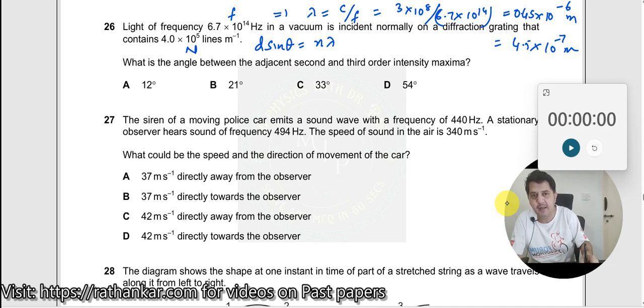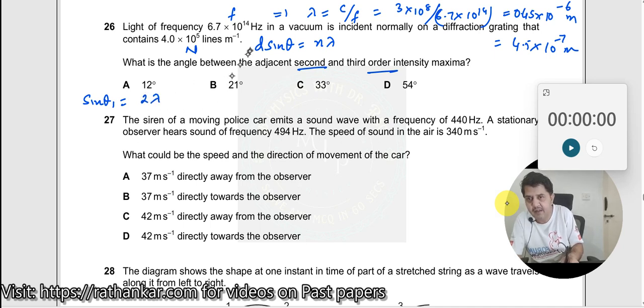We should always look at this, otherwise we may be doing incorrect things. Lambda is got, and then what does it say? Adjacent second and third order maxima. So for the angle between them, we need to find sin θ1, which should be equal to 2 (second order) into λ, divided by d. Oh, d we do not know. Okay, let me keep this as d, we will find out d also here.